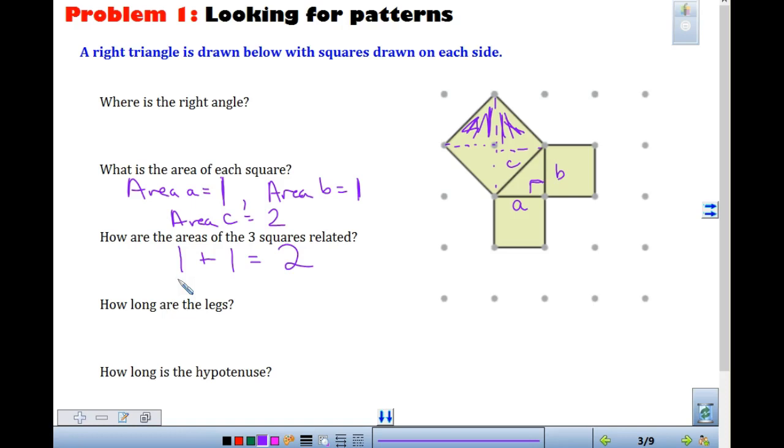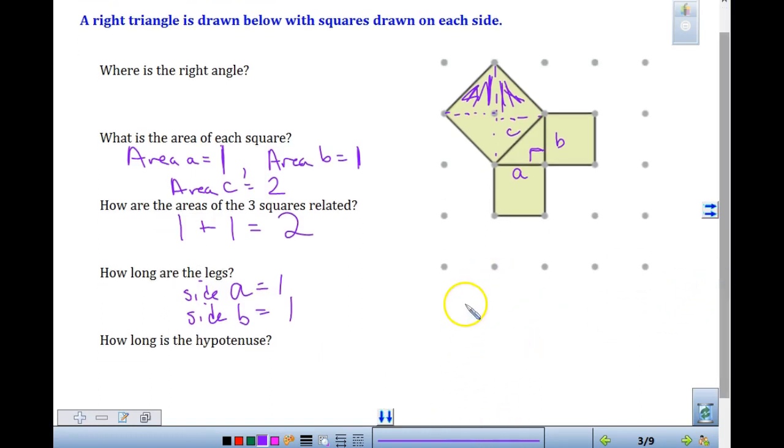So it says, well, how long were the legs? Remember, A and B are our legs. So side A is what length? Side A equals 1. Side B also equals 1. Can we put C under one of the legs? C has a special name called our hypotenuse, right? So that's why they ask you, what is the hypotenuse?